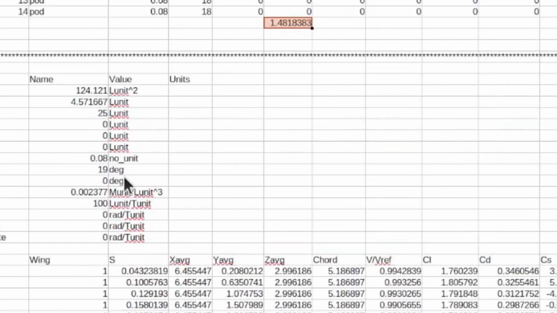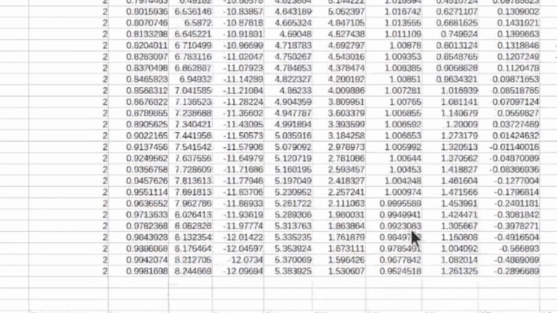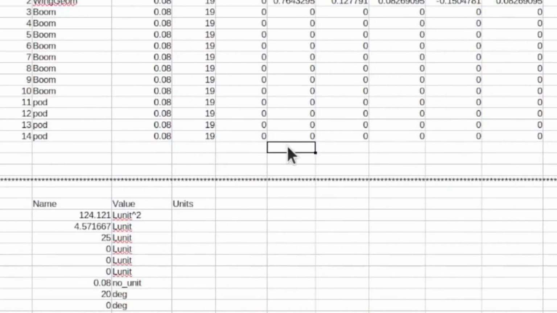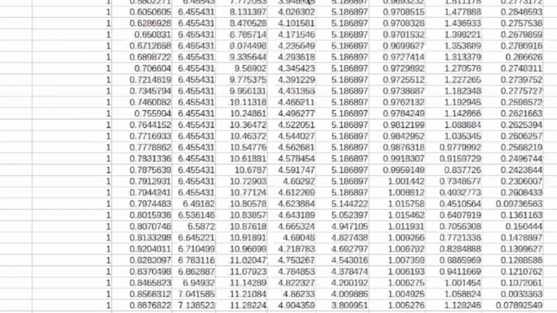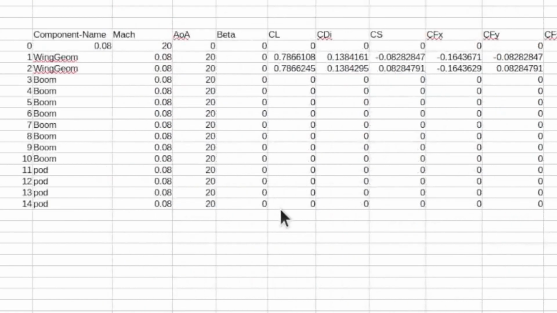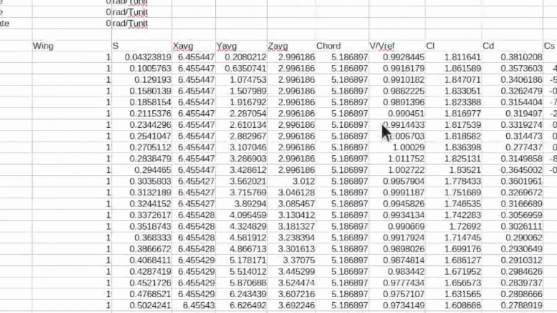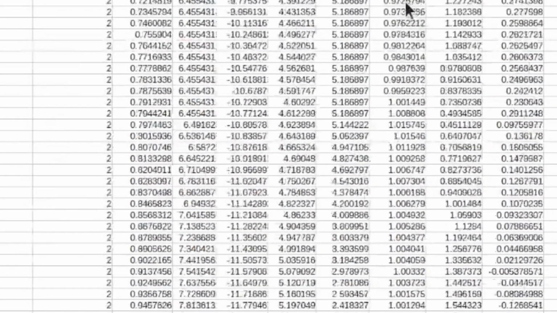So the next one is 19 degrees. 1.528, and we want 1.546. So we're not quite there. So somewhere between 19 and 20. So let's look at 20. Okay, so 19 degrees and 20 degrees brackets the coefficient lift that we want.